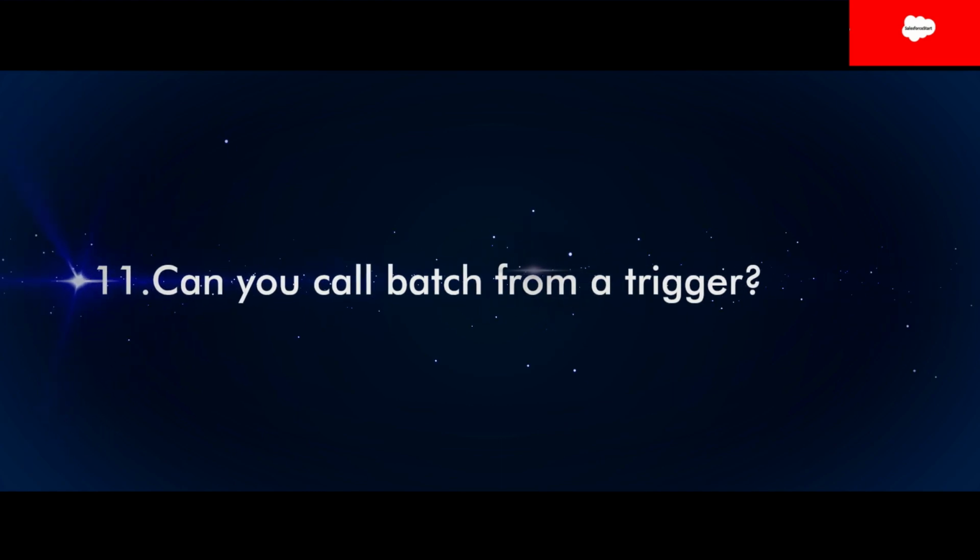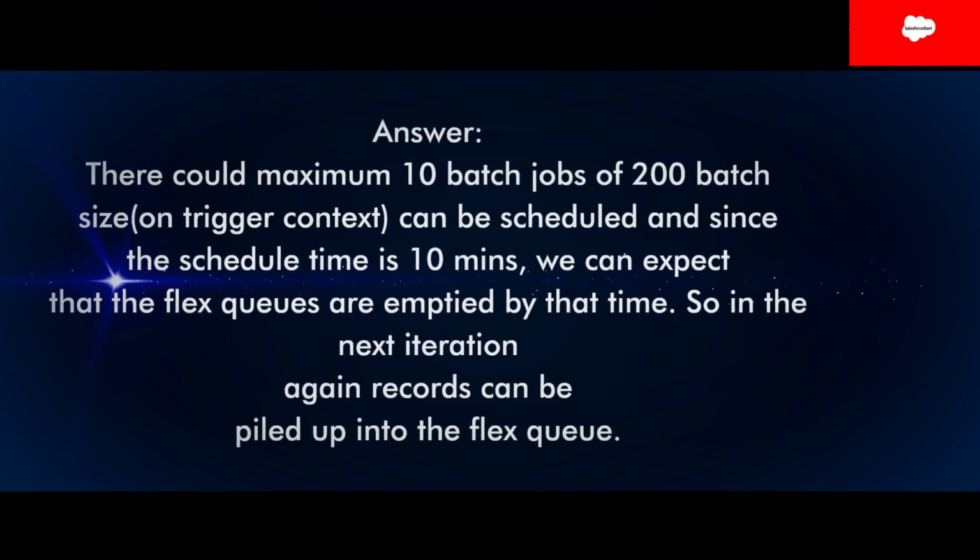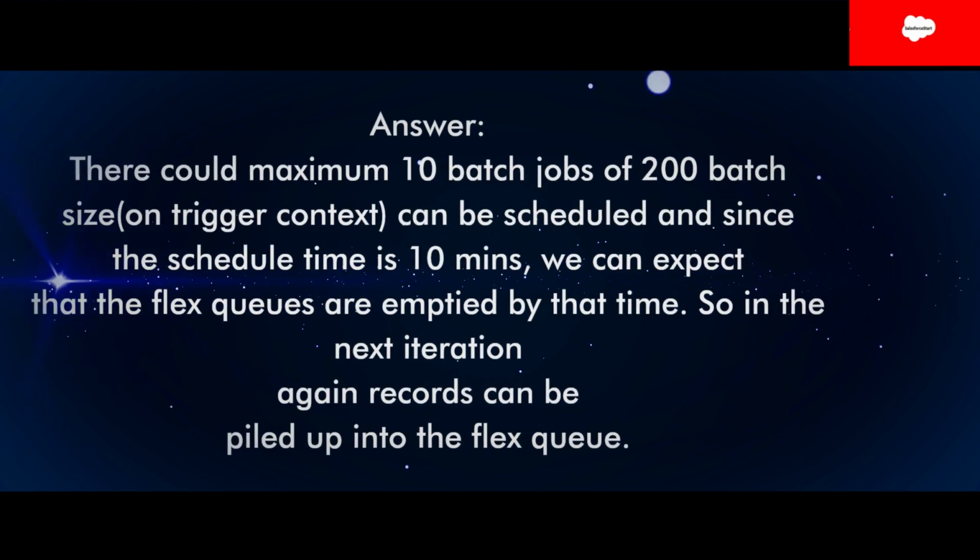11. Can you call batch from a trigger? Answer. There could be a maximum of 10 batch jobs of 200 batch size, on trigger context. Can be scheduled, and since the schedule time is 10 minutes, we can expect that the flex queues are emptied by that time. So in the next iteration again records can be piled up into the flex queue.